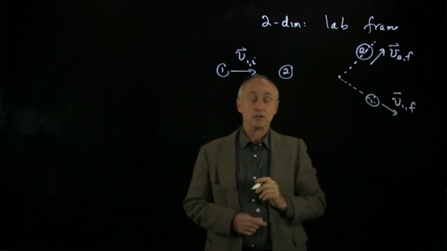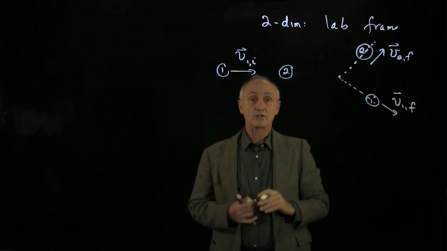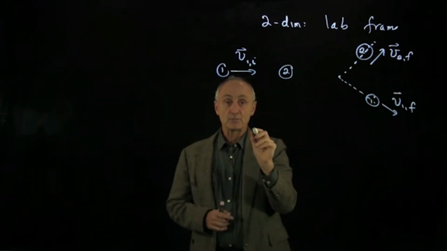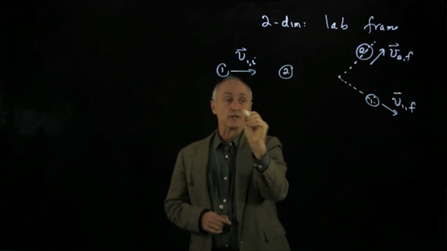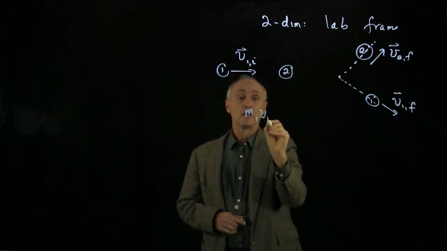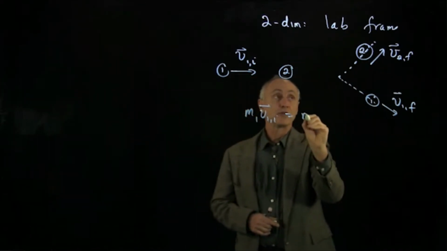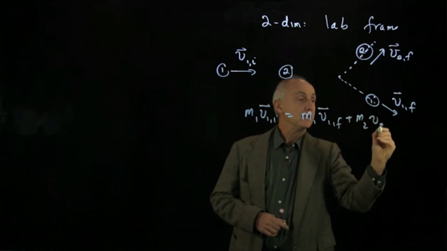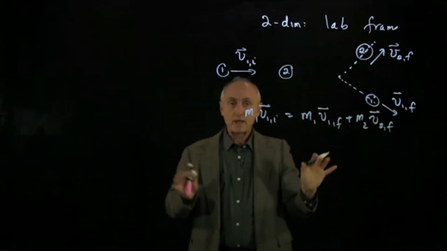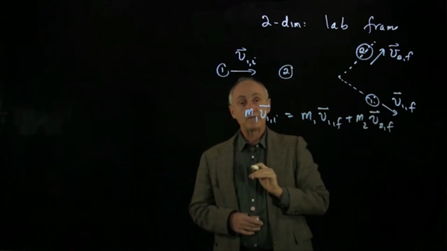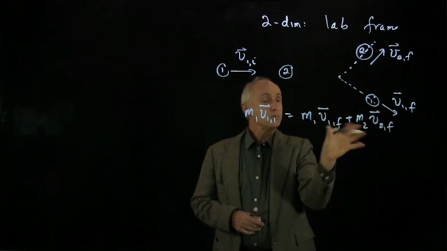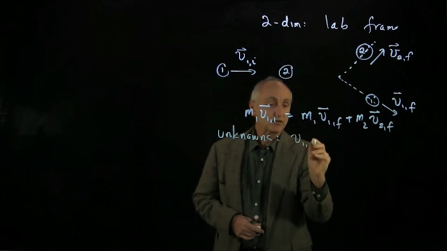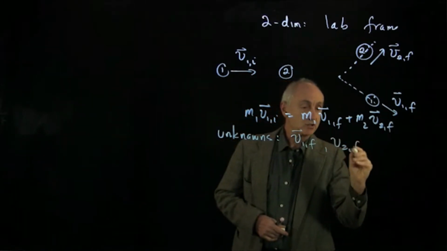Now, in this collision, we want to ask ourselves first, what quantities are constants of the motion? Well, let's assume no external forces, therefore momentum is constant. And we can write our momentum equation as m1 v1 initial equals m1 v1 final plus m2 v2 final. Now, recall that momentum is a vector. And so what we have here are the unknowns, our two outcoming vectors, v1 final and v2 final.